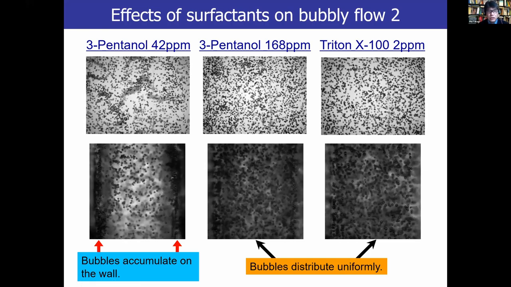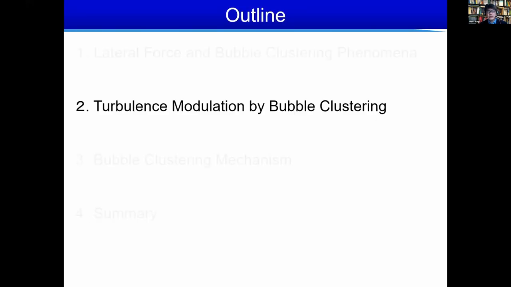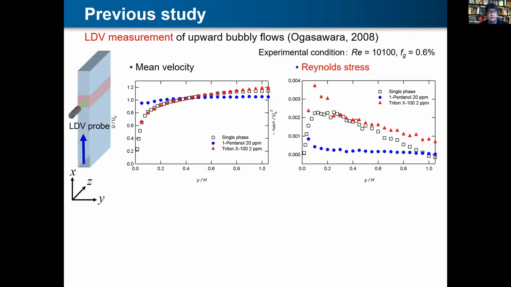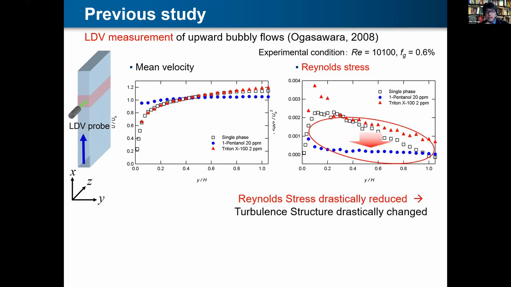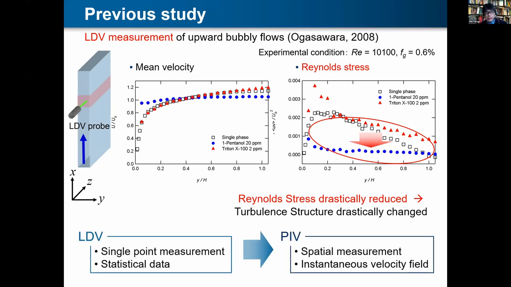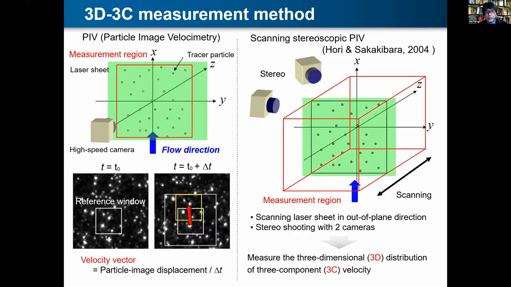And this bubble cluster near the wall gives a drastic change to the bubbly flow. So if a cluster appears, then a huge reduction of the Reynolds stress occurs. But if you have single phase or a highly contaminated situation without bubble clusters, the Reynolds stress distribution is quite similar. Okay, so only in the case when you have a bubble cluster near the wall do you have a huge reduction of the Reynolds stress.